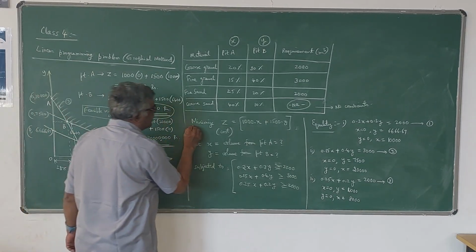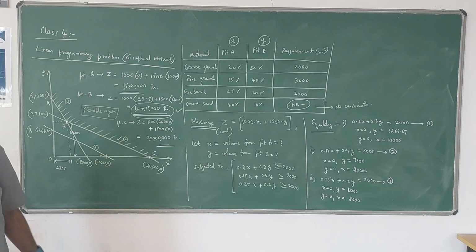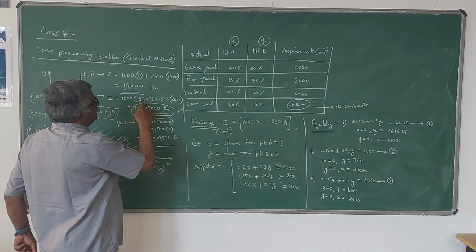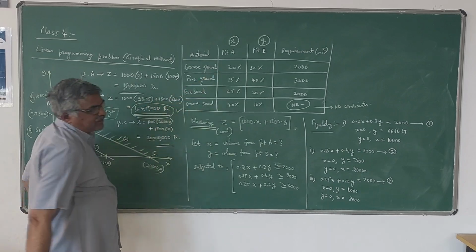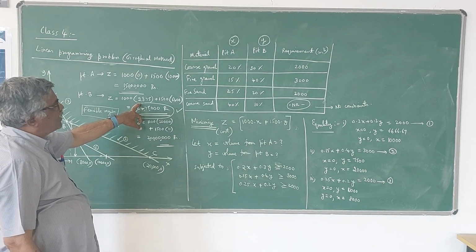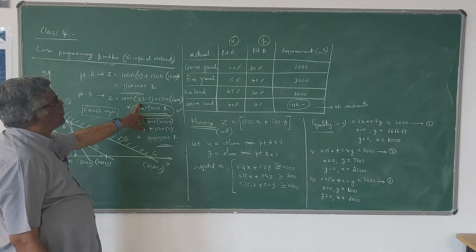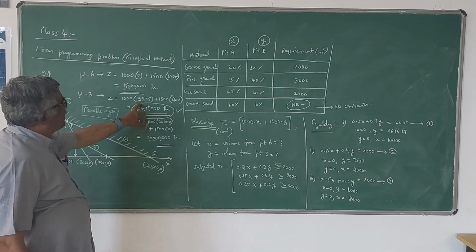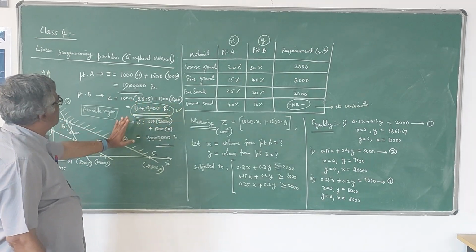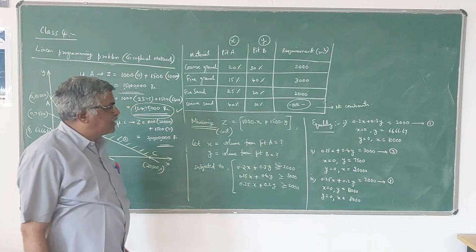Because we are interested in the minimum value of z, this is the minimum cost, and the corresponding values of x and y give the requirement. So we have to take 2,875 meter cube from pit A and 6,400 meter cube from pit B to have the minimum cost of this much. So that is the solution by the graphical method.